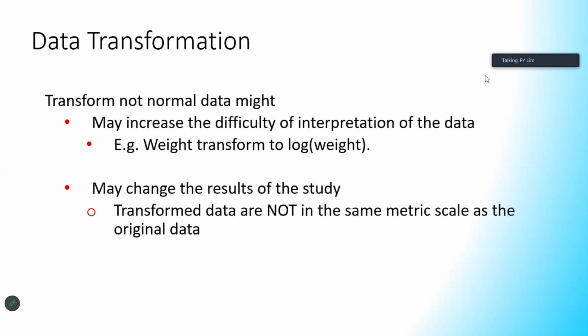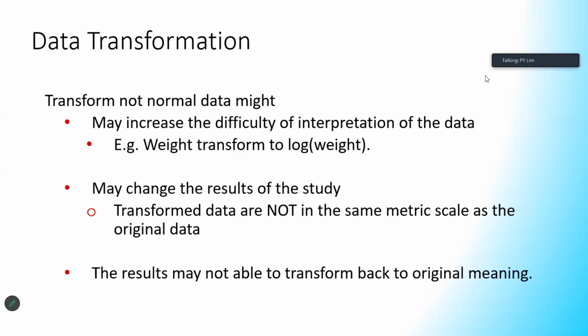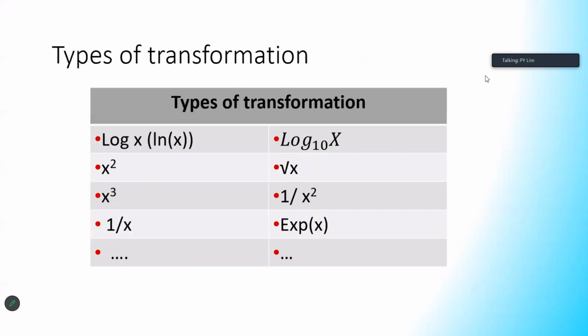Transformations. Non-normal data might increase the difficulty of the interpretations. For example, weight transformed to log weight. The result of the study using transformed data may not be in the same merit as the original data, and the result may not be able to be transformed back to the original. These are the transformation methods: you have log, you have x squared, you have x cubed, etc.